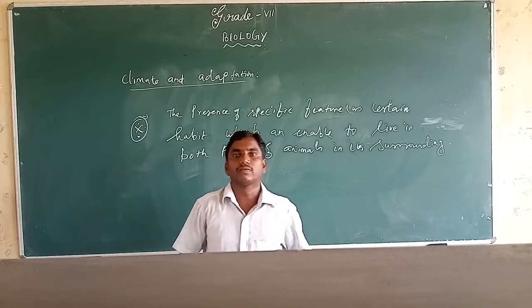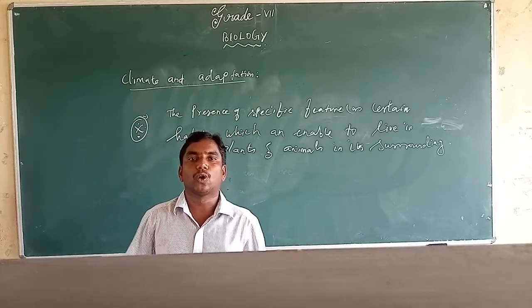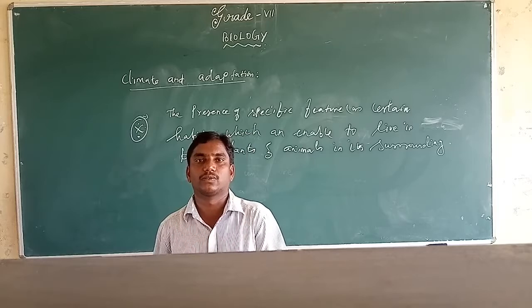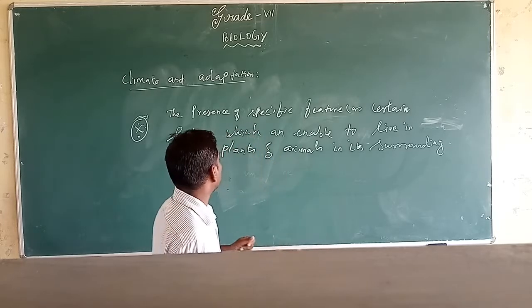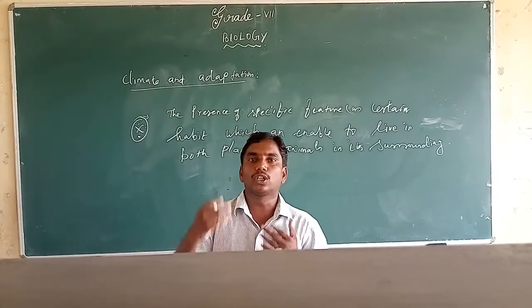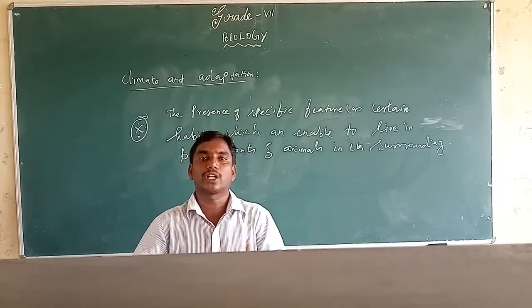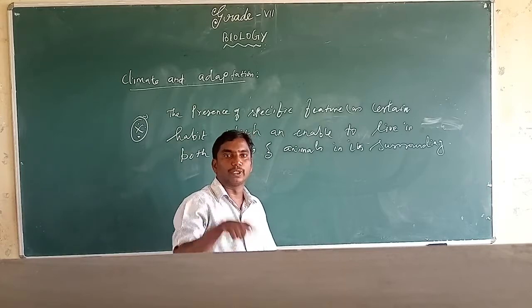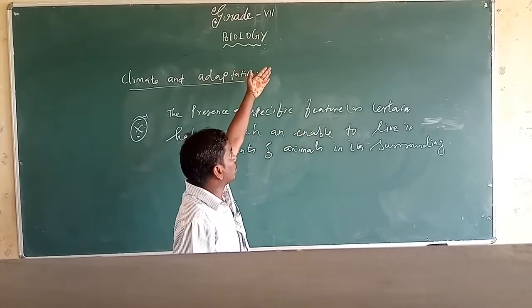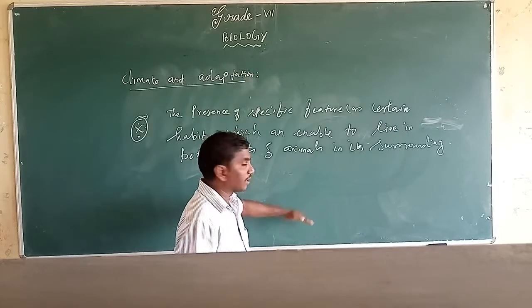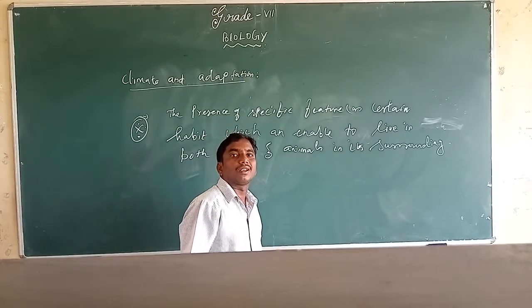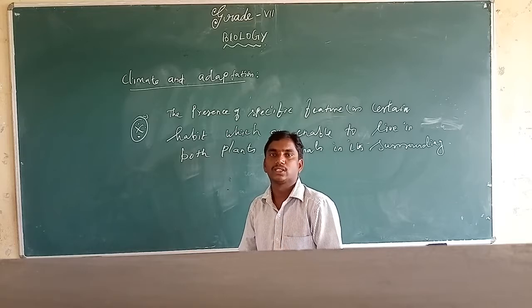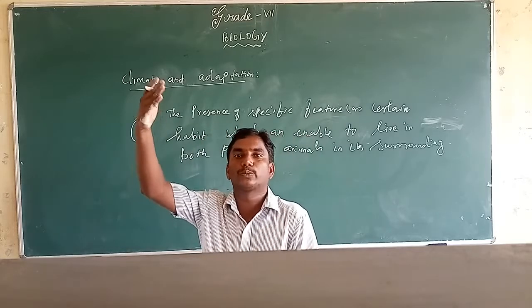In this topic, we will discuss only two: one is the polar regions animals, and next the tropical regions. The polar regions are situated at the poles, like the North Pole and South Pole. Just imagine, the North Pole is located at the top of the Earth, and the South Pole at the bottom. Living organisms there survive only in the polar regions.